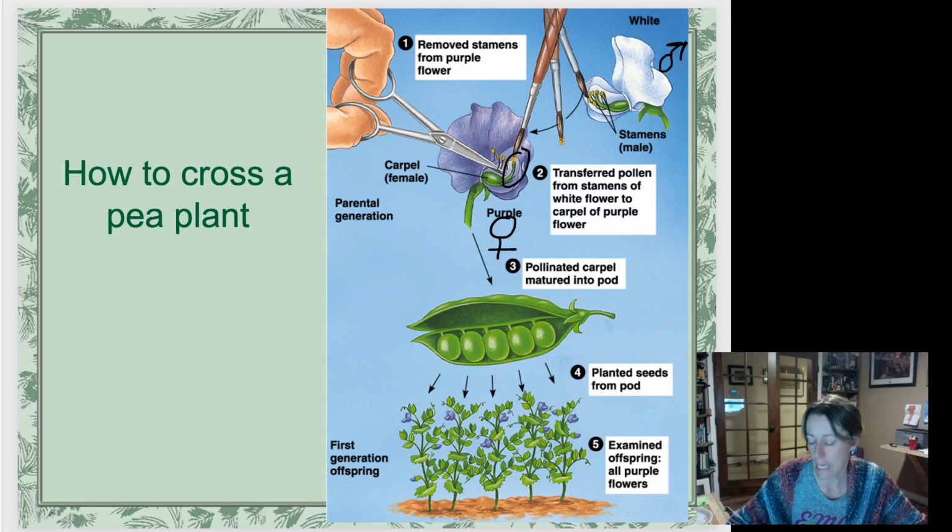All right. So he does that thousands of times over. That's a very hard thing to do. It sounds very easy, but it takes a lot of precision. It's very easy to mess up the flower. But if it goes right, then the eggs get fertilized and they turn into peas.